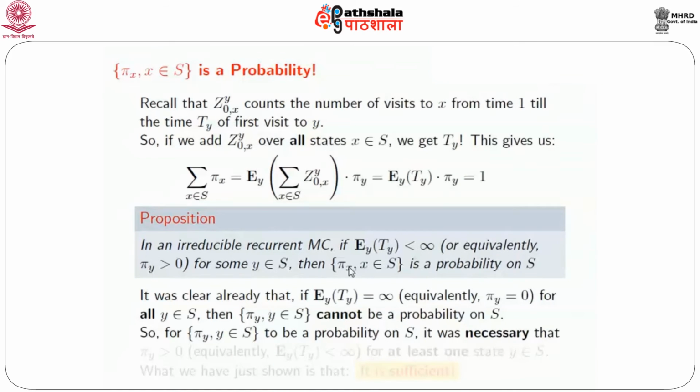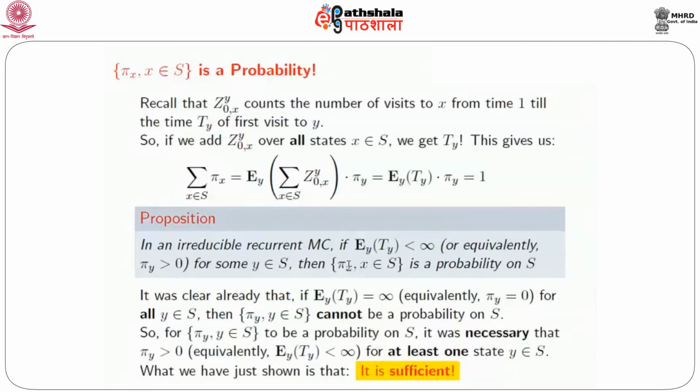What we have just shown is that it's not just necessary, it's actually sufficient, in the sense that if we have shown that at least one y is there for which ey ty is finite, equivalently pi y is positive, then it turns out in that case pi x, x in S, is indeed a probability.